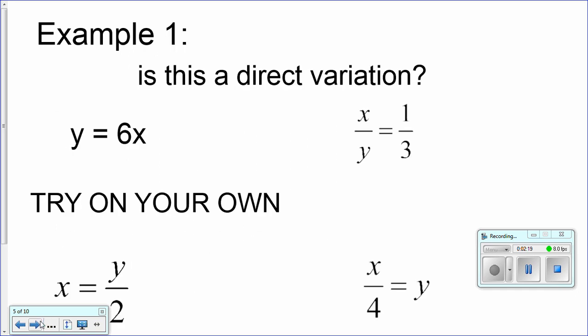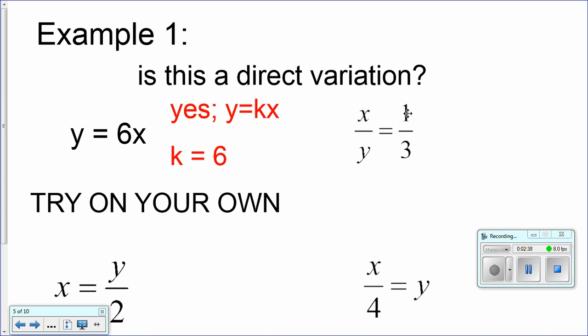Alright, so example 1. Is this a direct variation? y equals 6x? Well, yes. This is in the form y equals kx, where the k is actually the number 6 here. So this is what it would look like.